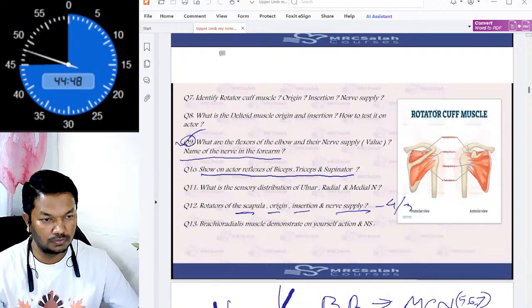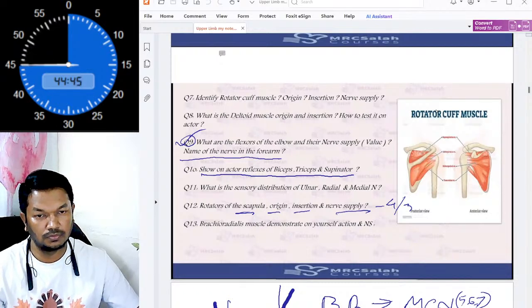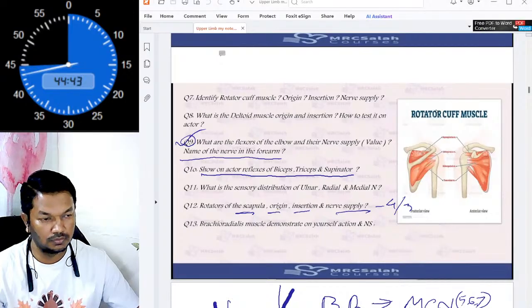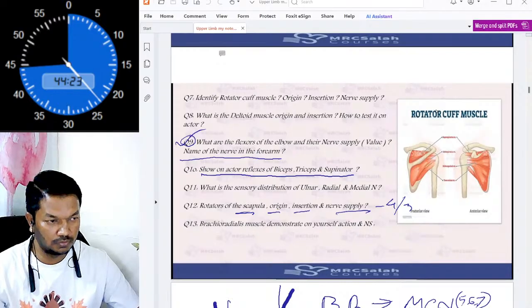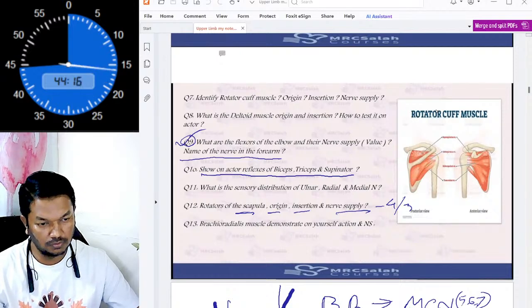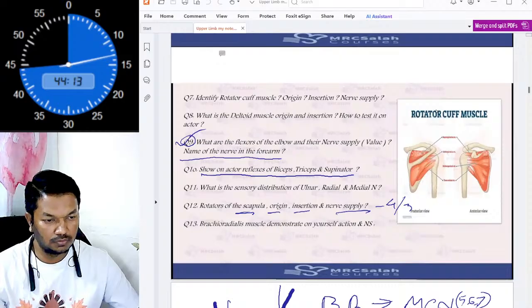Rhomboid major originates from the spinous processes of thoracic 2 to thoracic 5, and it inserts into the dorsal surface of the medial border of the scapula, and its nerve supply is the dorsal scapular nerve. Levator scapulae originates from the transverse processes of cervical 1 to cervical 4, and it inserts into the medial border of the scapula, superior angle, with nerve supply the dorsal scapular nerve.